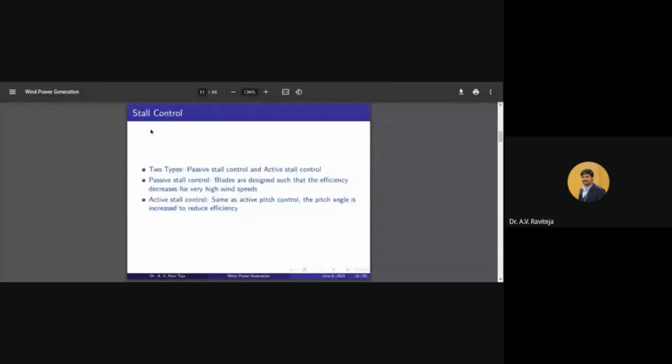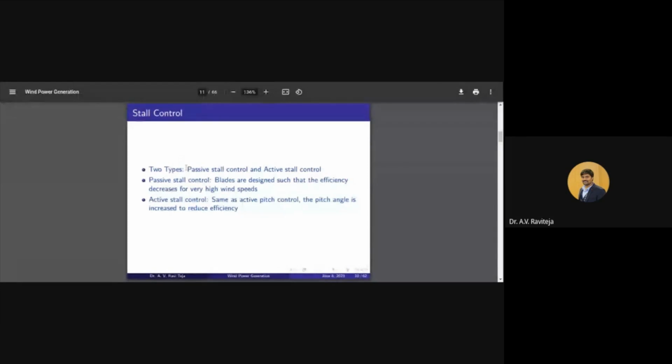Okay. And then there is another kind of control mechanism called stall control. All these control mechanisms are helping in maximizing the lift force and minimizing the drag force for normal operation, and in higher wind operation the opposite. That means maximizing the drag force and minimizing the lift force so that the rotational speed is restricted.